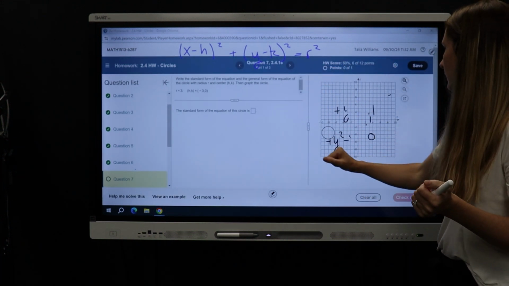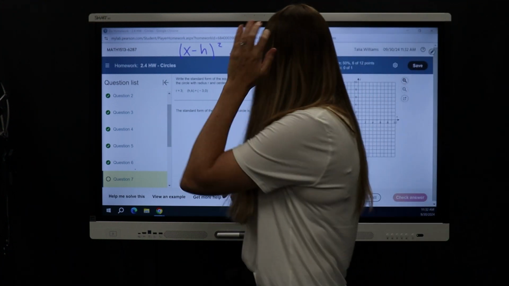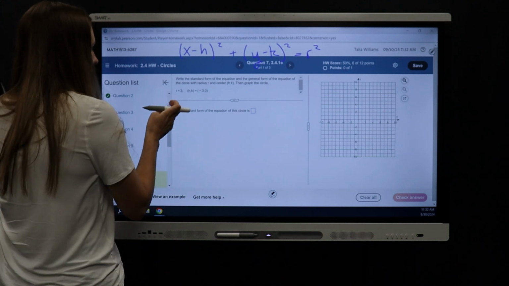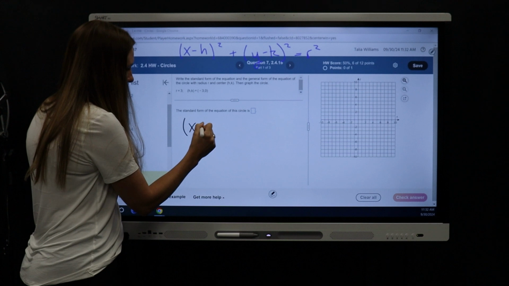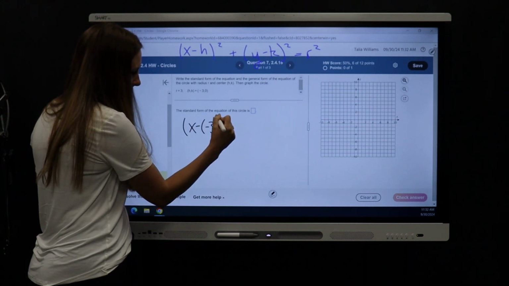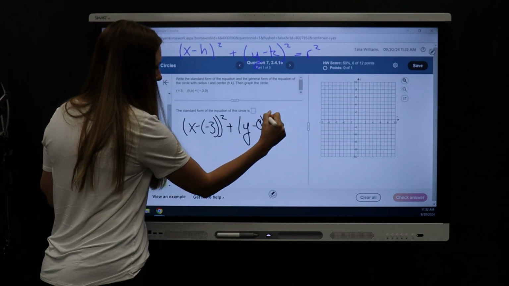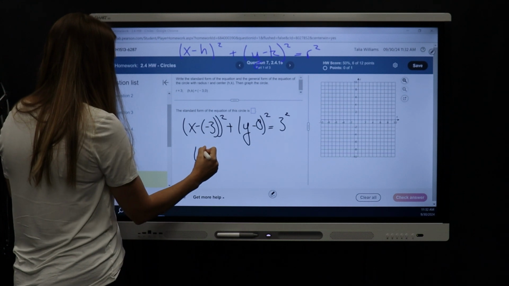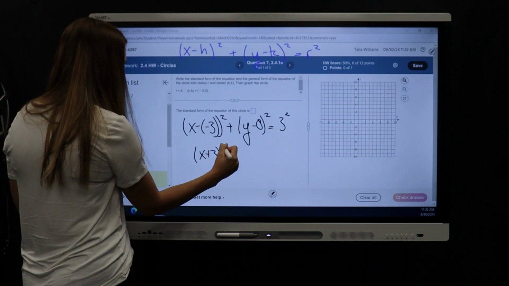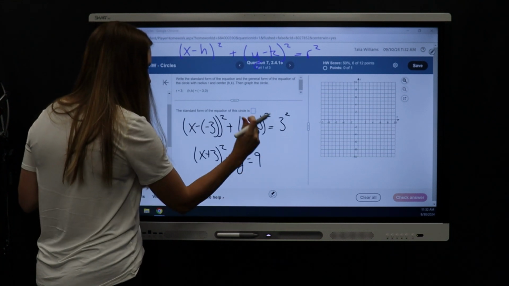You just have to mark your center and then go out however many the radius is. Here we go. This one's not going to be as fun. So the standard form of this equation, we have our h and our k. We're going to have x subtract negative 3 squared plus y subtract 0 squared equals 3 squared. So we have x plus 3 squared plus y squared equals 9.